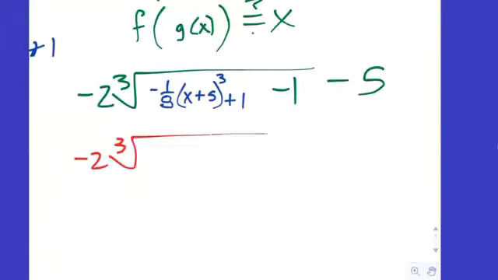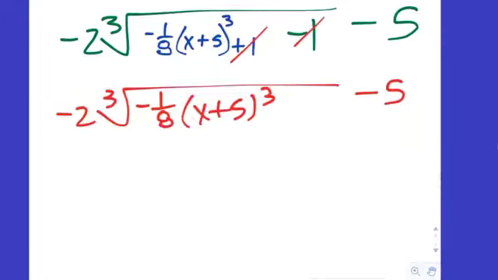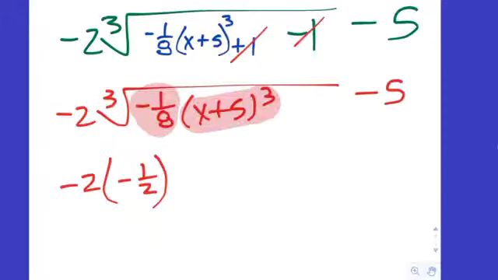We got negative 2 cube root of. Under the radical, we have a plus 1 and a minus 1. Those cancel. So we're left with negative 1/8 times (x plus 5) quantity cubed, minus 5 on the outside. Well, now since I have two factors, the negative 1/8 and the (x plus 5) cubed, I could take the cube root of each of those separately. What is the cube root of negative 1/8? What times itself 3 times is negative 1/8? Negative 1/2, right? Negative 1/2. It's the cube root of negative 1 over the cube root of 8. And this one's a little bit easier. What's the cube root of (x plus 5) cubed?